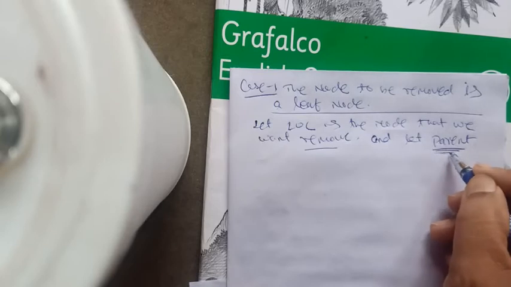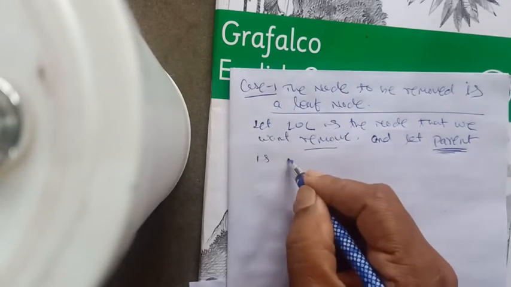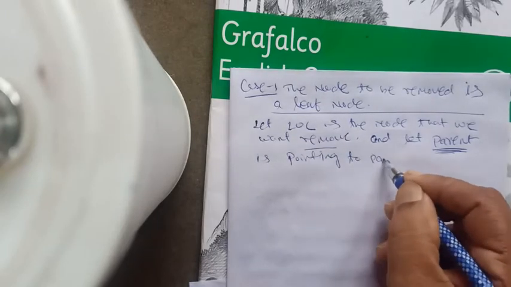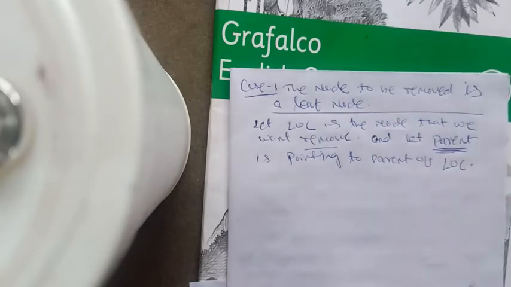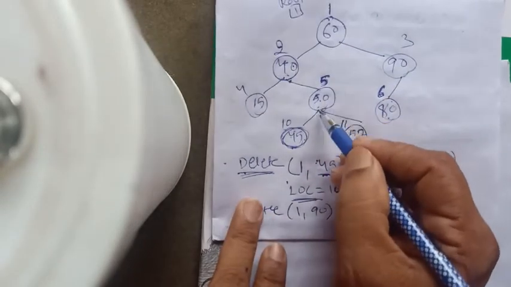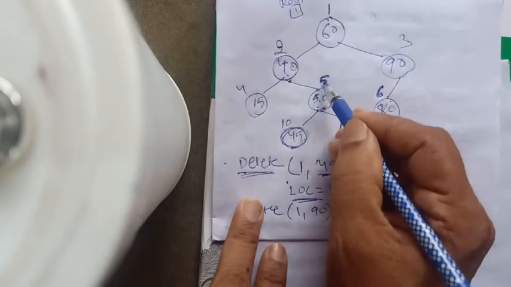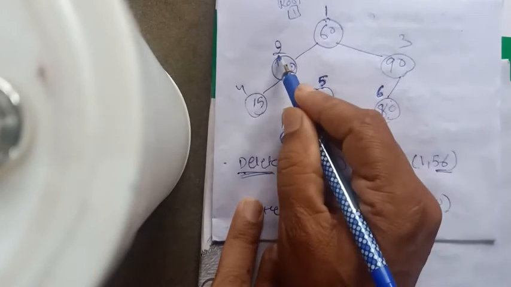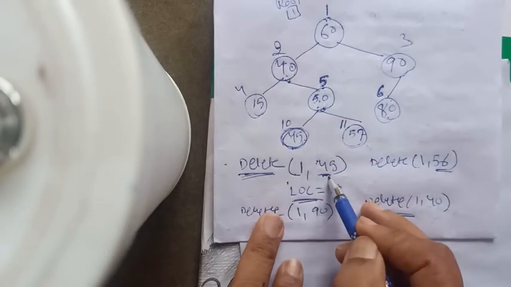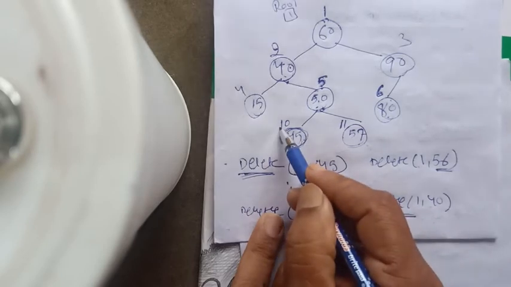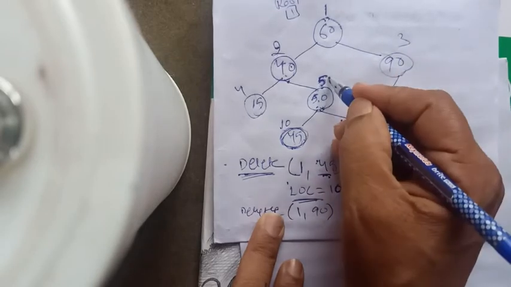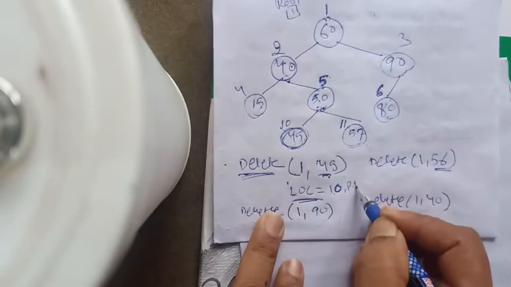Now let parent be another pointer variable, pointing to the parent of LOC. Okay, so for example, suppose you want to remove 50, so LOC should point to this node. So LOC would be 5, and who is the parent of LOC? 2. So parent will contain 2 and LOC will contain 5. Or let's say delete 45. So here the location of 45 is 10, and who is the parent of 45? 50. And what is the address of 50? Address of 50 is 5. So here LOC should be 10 and parent should be 5.